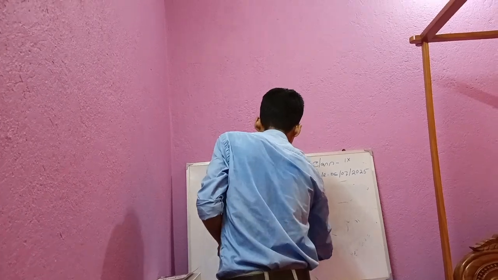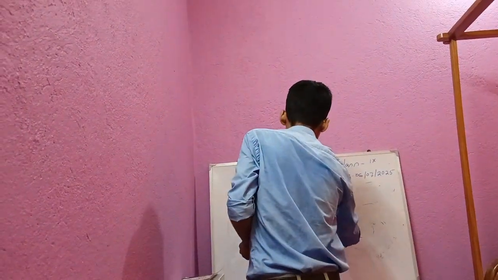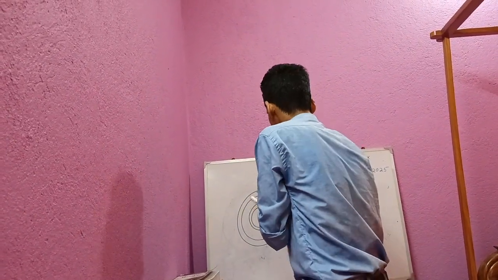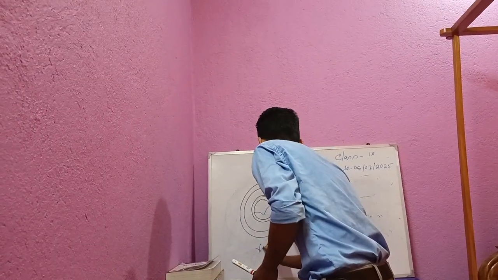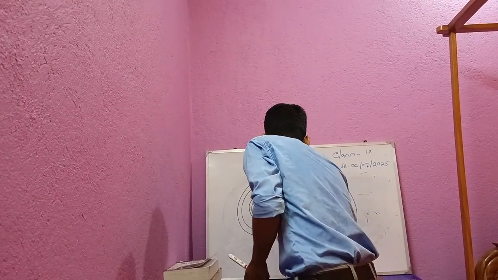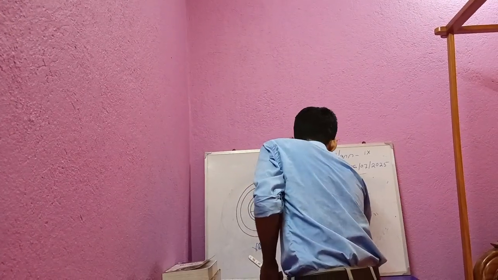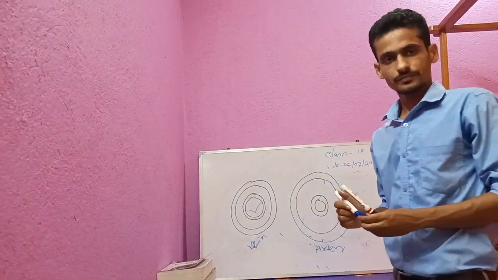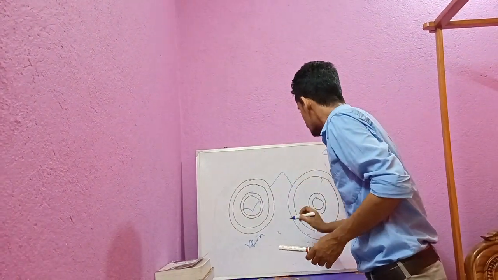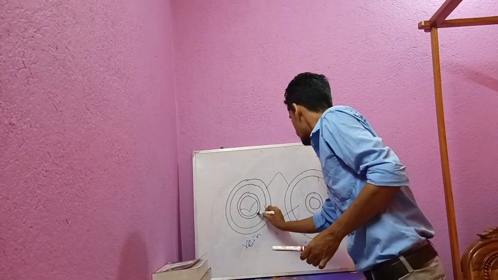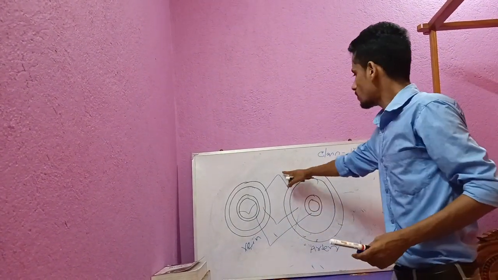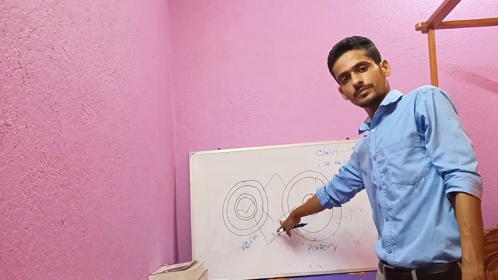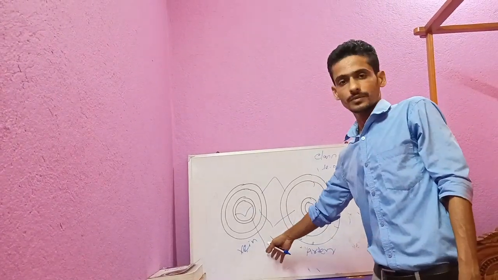this is the figure of, this is the vein and this is the artery. Artery and vein both contain three layers. This is the outer layer, this is the middle layer, and this is the inner layer. The outer layer is called tunica externa, the middle layer is called tunica media, and the internal layer is called tunica intima.